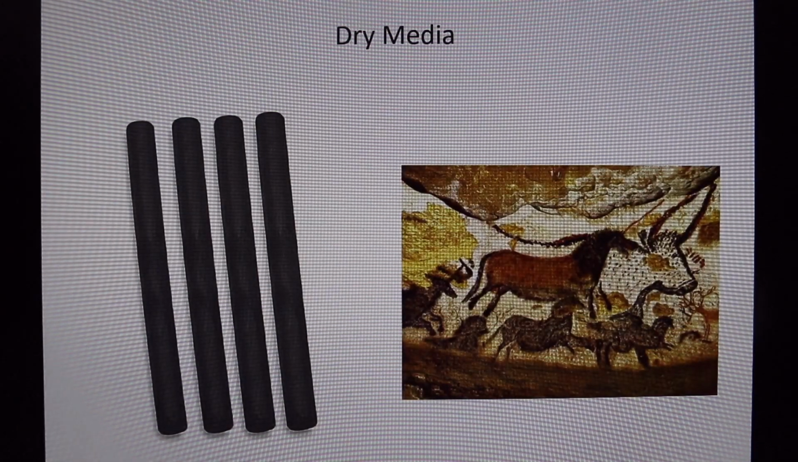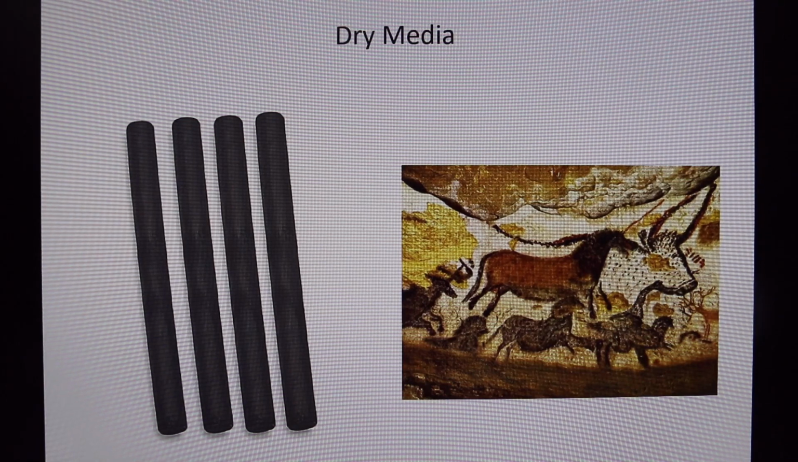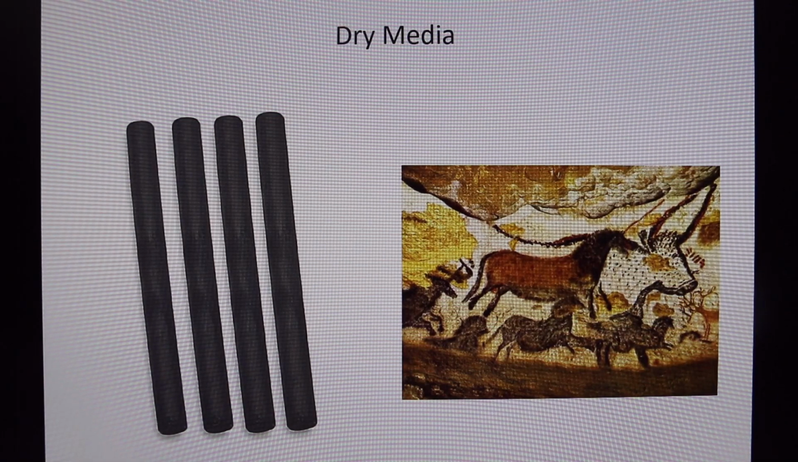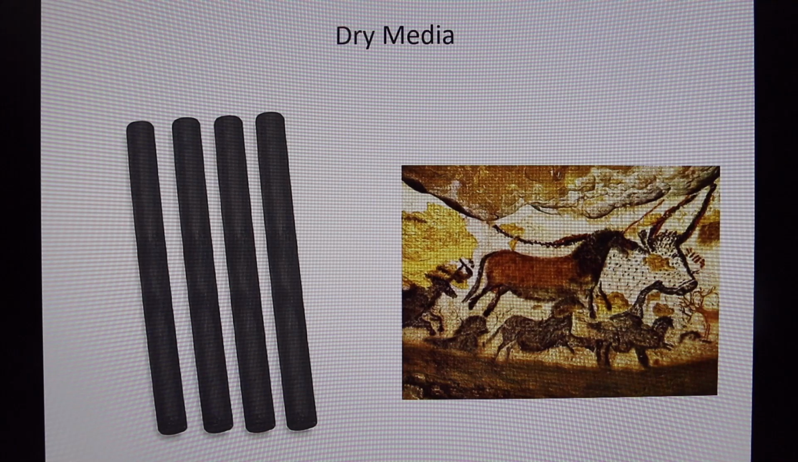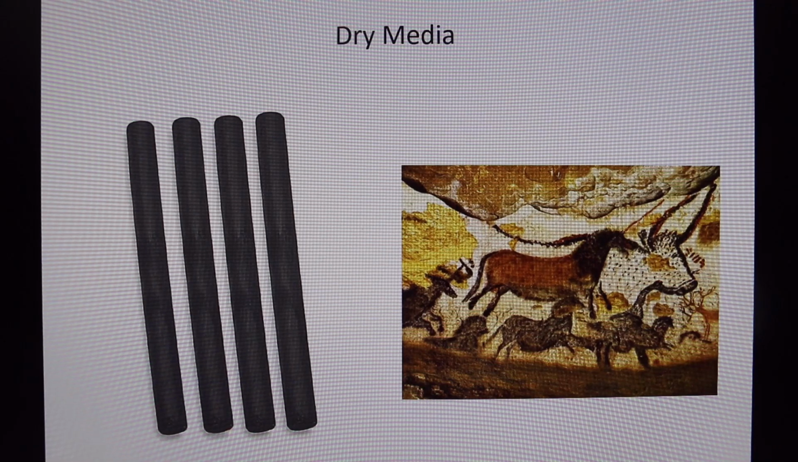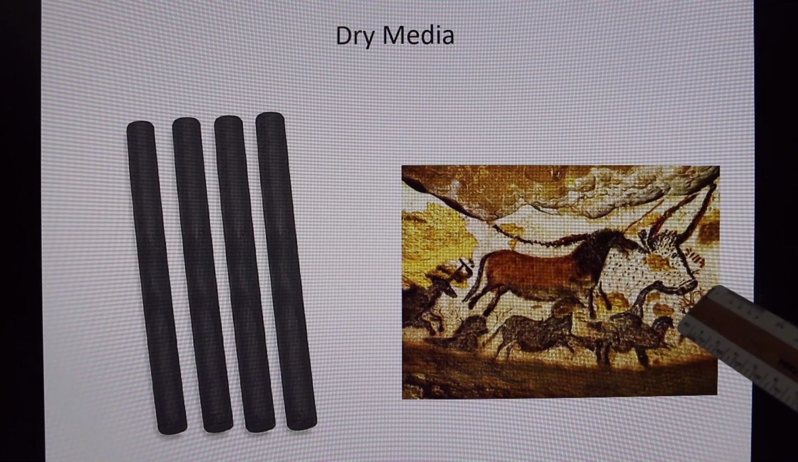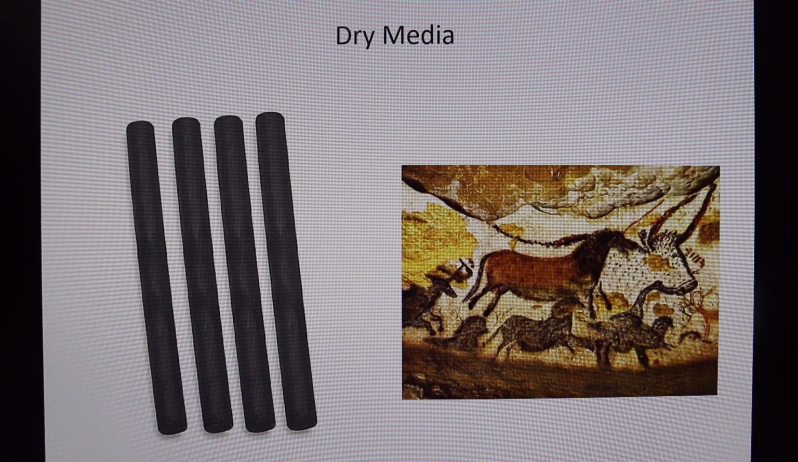You can either have dry media or you can have liquid media. So let's start with dry media. The oldest of the media is charcoal. Charcoal was used by the prehistoric people to do images. As you can see, the aurochs, that bull-like looking thing, that's this thing right here, is a charcoal image. And so we know it's been in use for a long time. It's still being used today.